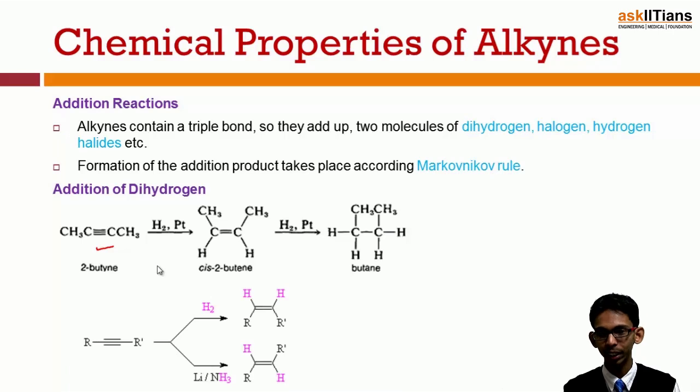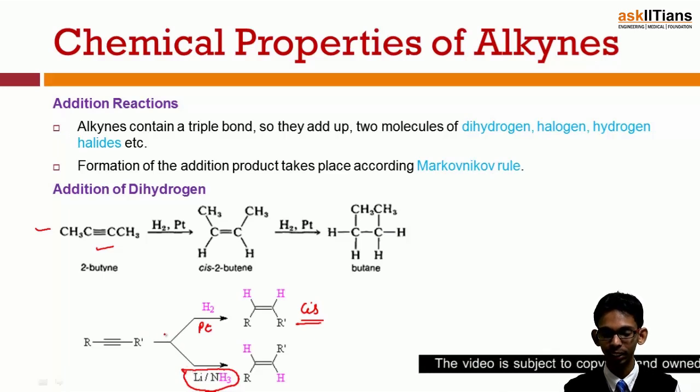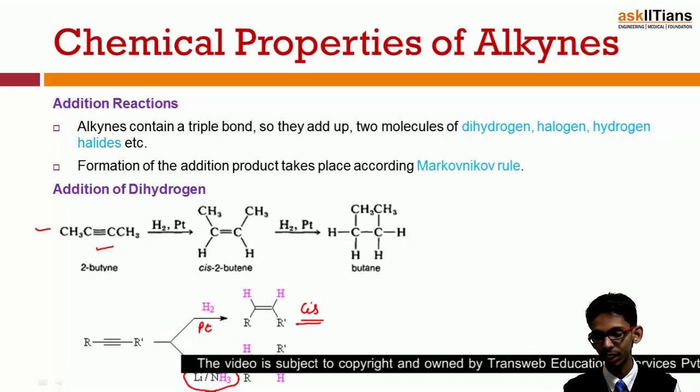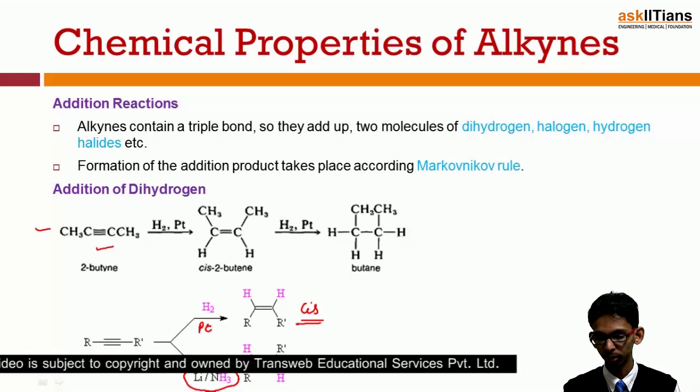Now again, the geometry of the product formed, the alkene formed by the hydrogenation, depends on the catalyst used. If we use simply hydrogen in the presence of platinum as a catalyst, which we used in the first reaction, the cis product is formed, alkene with cis geometry. But if we use lithium in ammonia, then this reduction of alkynes results in formation of alkenes with trans geometry.